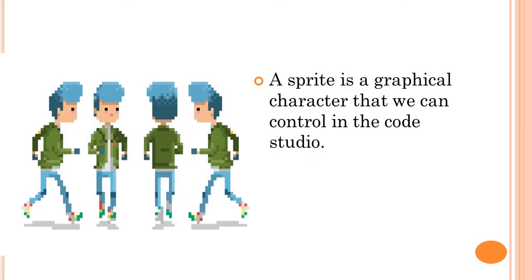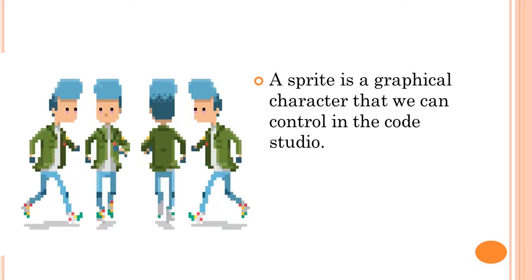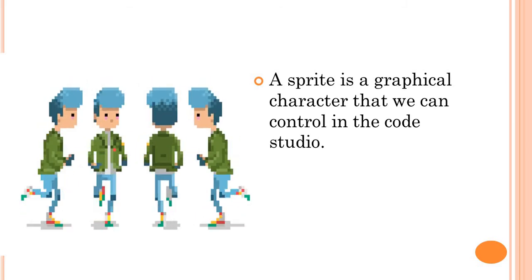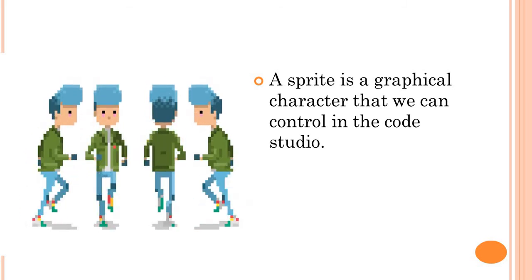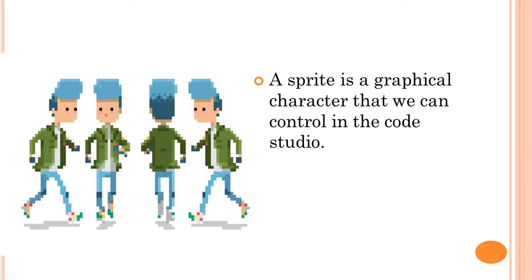A sprite is a graphical character that we can control in the code studio. Any graphical character or images or even objects that we can control inside the code studio is seen as a sprite. Now, when we say control, what do we mean? We can program them to do whatsoever we want them to do. We can tell them to destroy a pod. We can tell them to move forward. We can tell them to turn right or turn left. Just as we program them, that is what they will do.